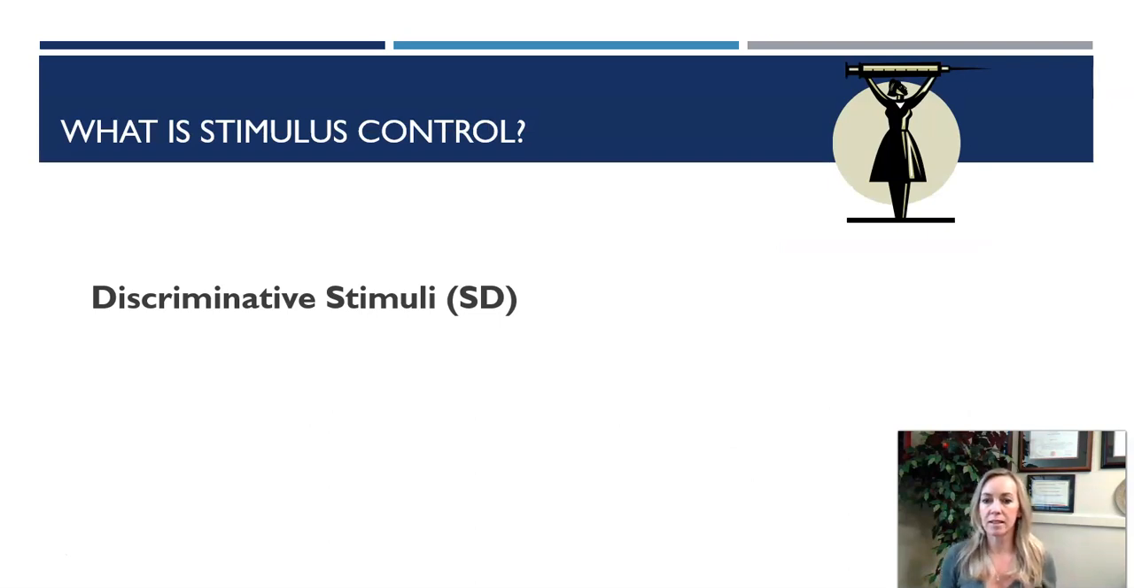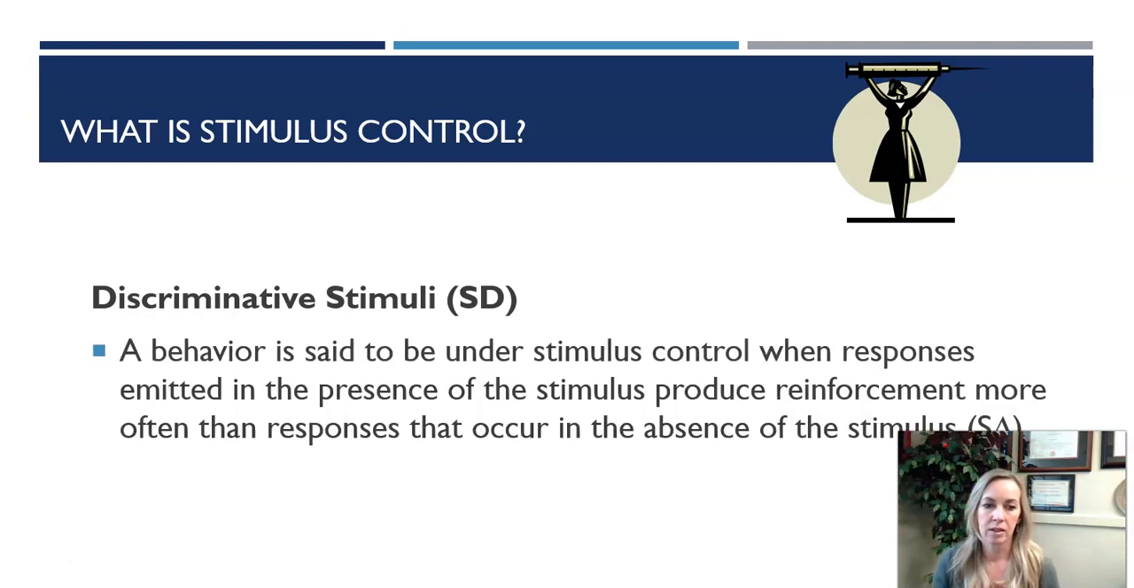So the SD is stimuli regularly associated with the behavior, has learning history, and it serves as a cue and increases the probability that behavior will be performed. So a behavior is said to be under stimulus control when a response emitted in the presence of the stimulus produces reinforcement more often than responses occur in the absence, or the S delta, absence of the stimulus.